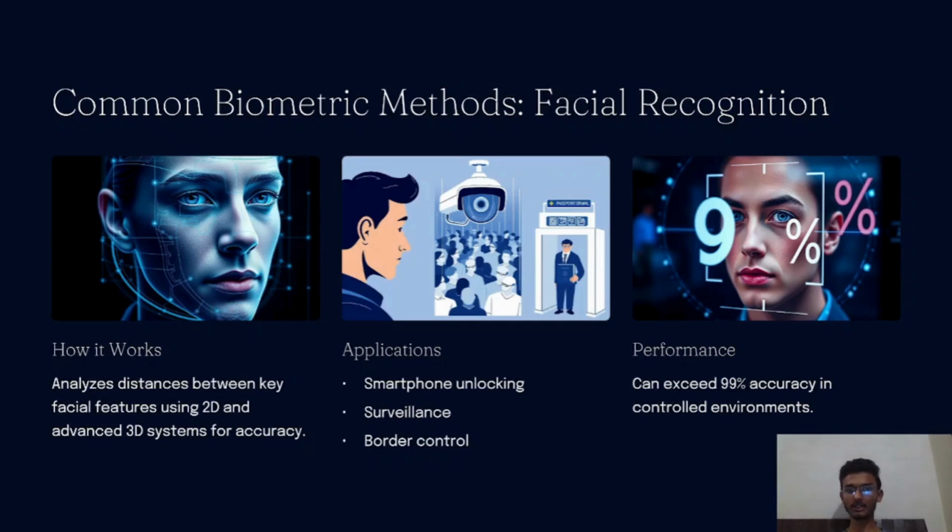The camera will check your face, and that face will be used in the security system. And now, what are the applications? The applications are smartphone unlocking, surveillance, and border control, and the performance and accuracy can reach 99% accuracy in controlled environments.